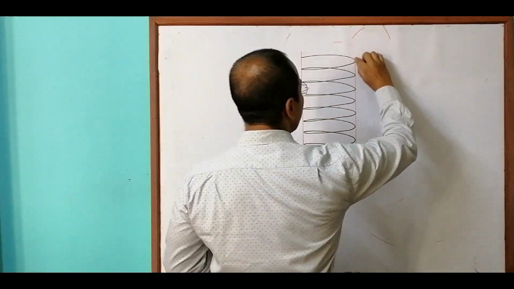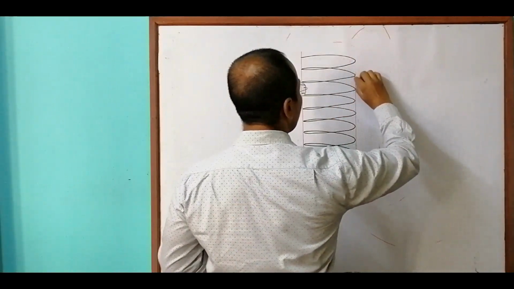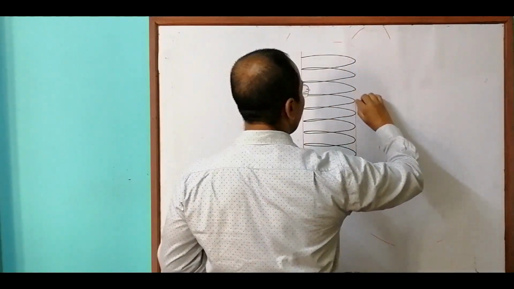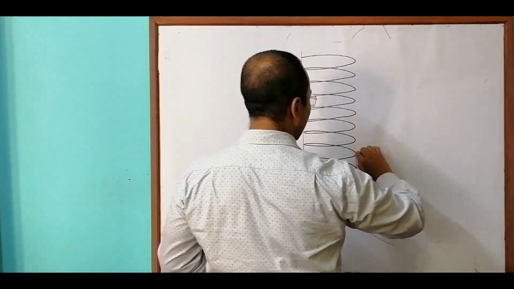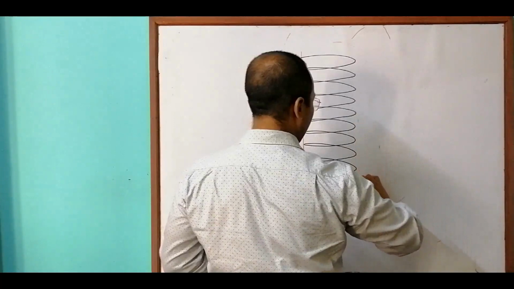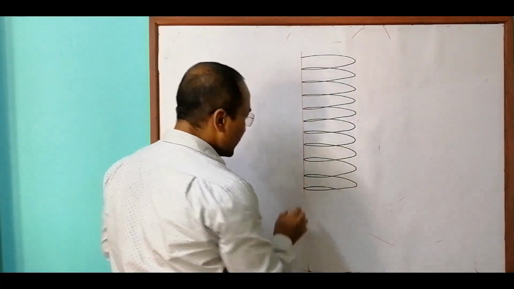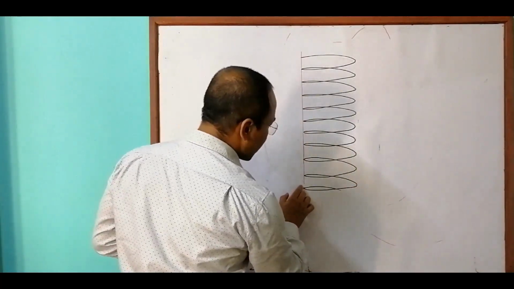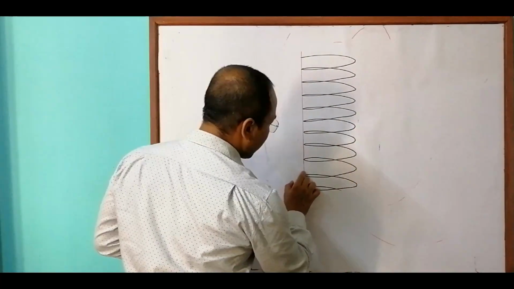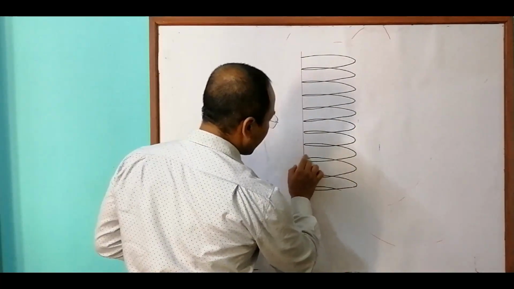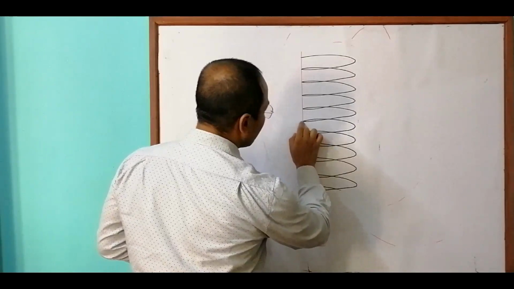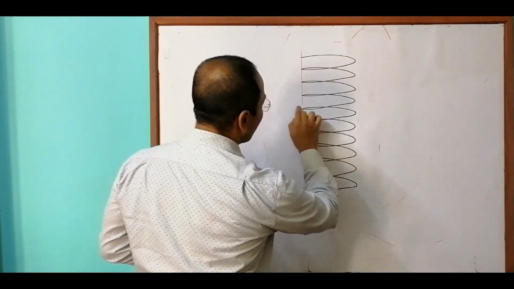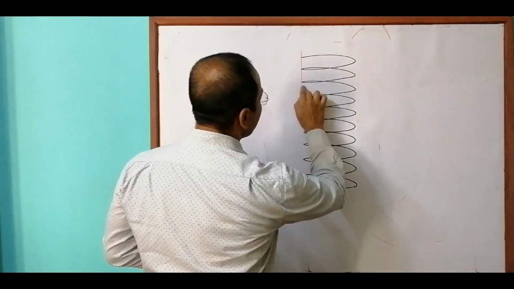So let me rub it like this. I did not use a duster to rub it, because a duster does not give me this much fineness or precision as your fingers. So this is a solenoid, and current is flowing in it.